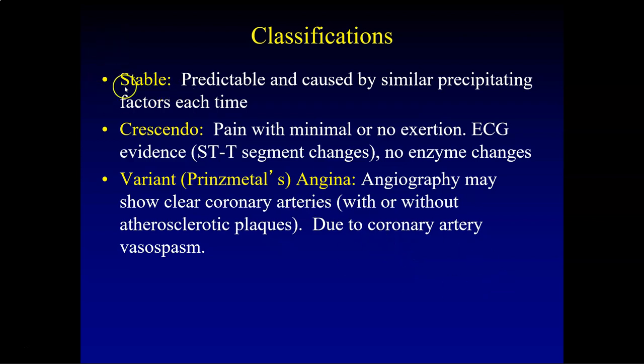So if you hear these terms, stable, crescendo, or variant, I want you to be able to relate them to the type of angina we're discussing. If I say stable angina, it's real simple. I'm out in the yard, I'm mowing my lawn. Every time I start exerting myself, every time I start doing something, I start having increasing amounts of chest pain. It's predictable. Or when I sit down, my chest pain goes away. So not only is the onset predictable, but the resolution is also typically very predictable as well.